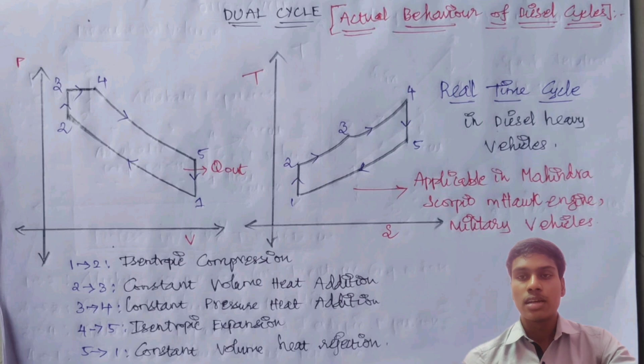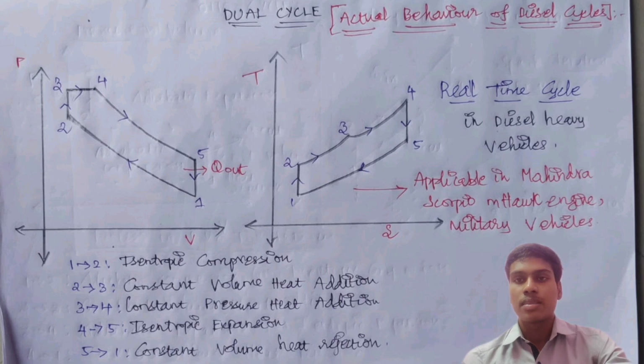Here also it is applied in the dual cycle: isentropic compression, and then constant volume heat addition from 2 to 3. Here the heat is added at constant volume as well as constant pressure. From 2 to 3 there is constant volume heat addition, and from 3 to 4 constant pressure heat addition. Both heat additions come into the picture in the dual cycle. So this is practical in heavy diesel vehicles. This is a very important thing.